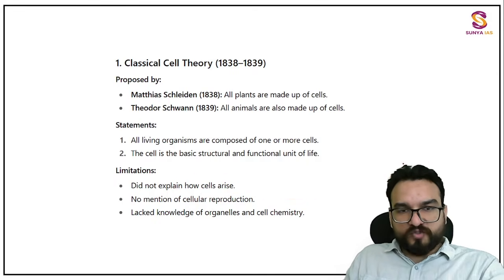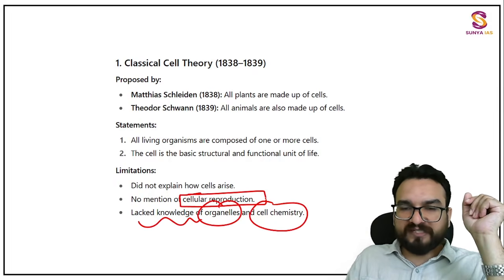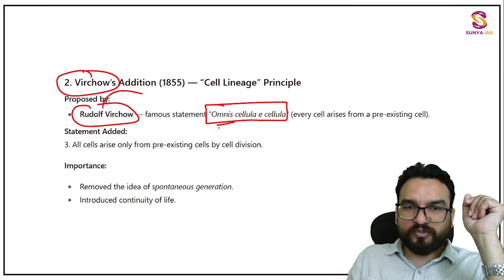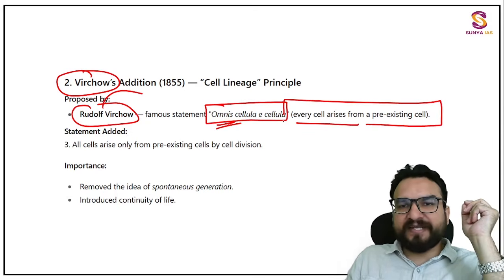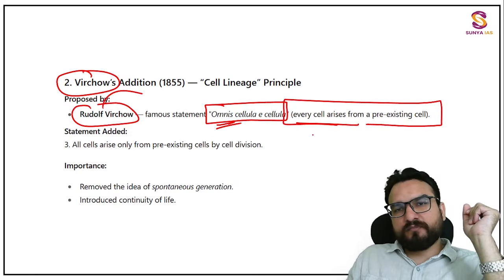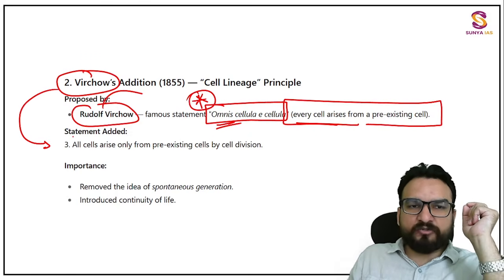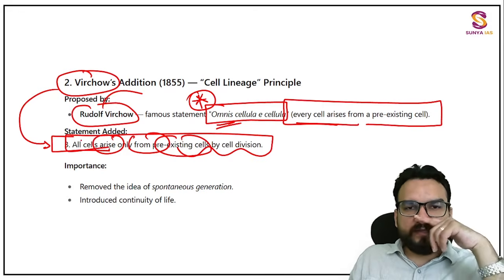Right. Also, no mention of cellular reproduction, lacked knowledge of organelles and cell chemistry. So later on, Virchow's addition, and he was Rudolf Virchow, added omnis cellula e cellula: that every cell arises from a pre-existing cell. This you have to remember by heart. And he added one more statement to this cell theory, that all cells arise only from pre-existing cells by cell division, not out of anywhere.